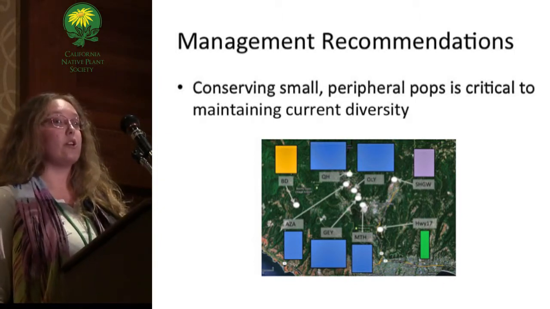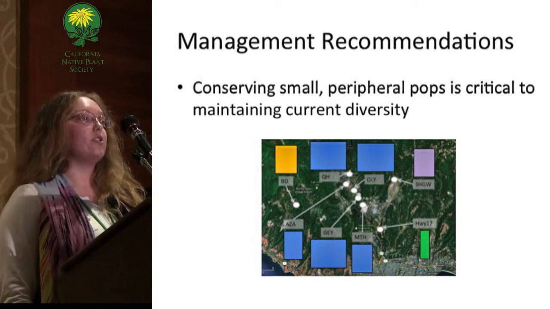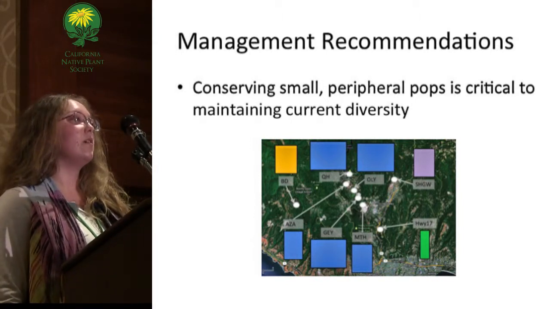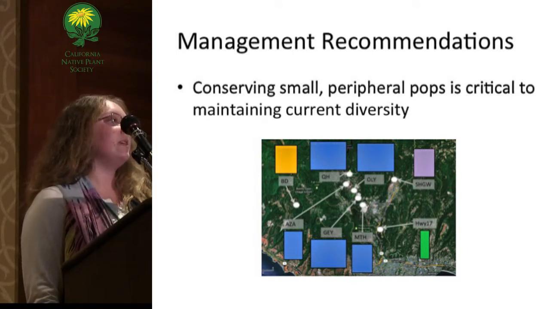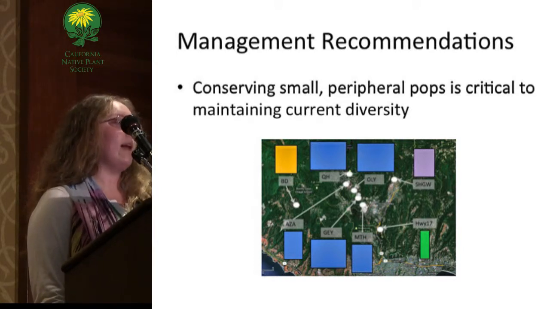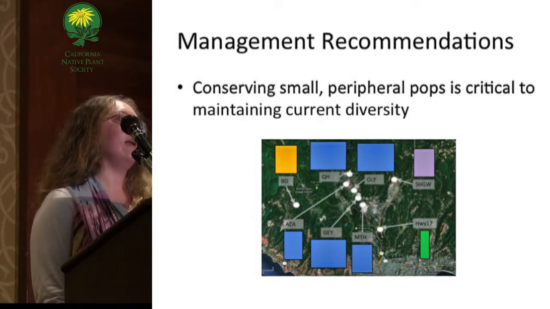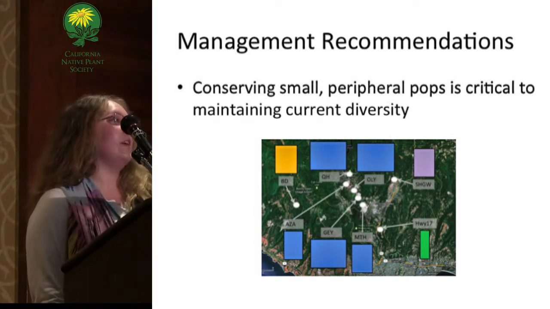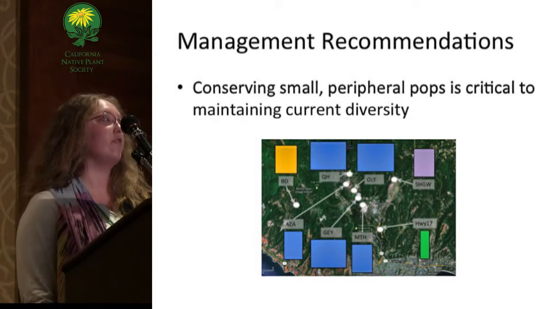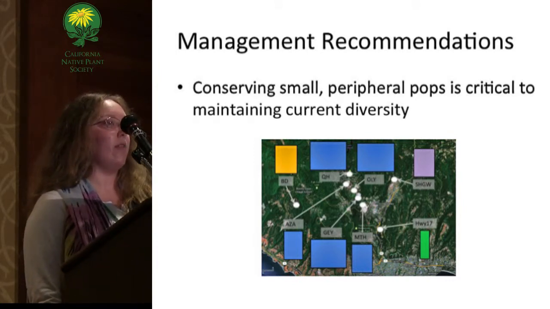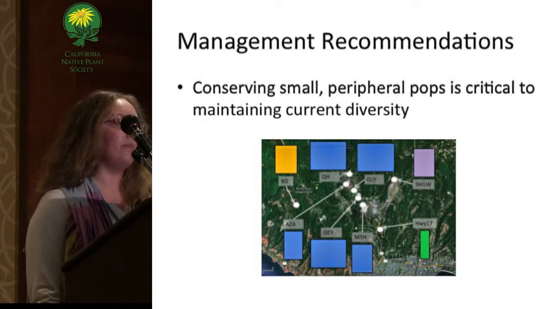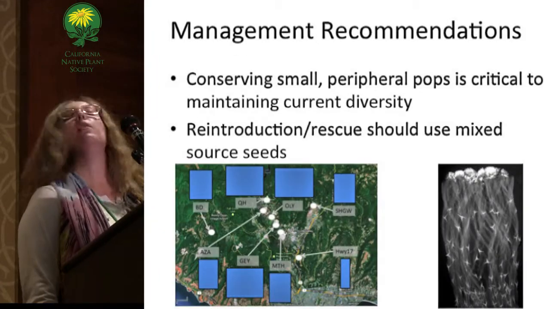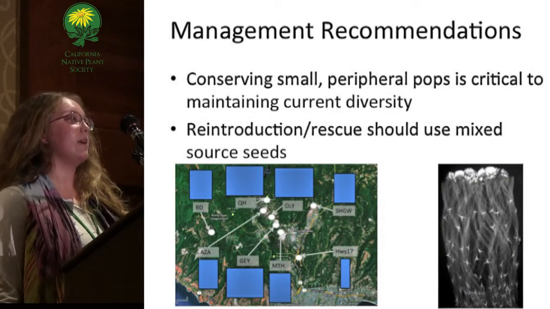First of all, we think it's extraordinarily important to conserve the small peripheral populations. Those are the populations where we find the most differentiation and the most potential diversity that could be missed if we allow those peripheral populations to be extirpated. And incidentally, most of those populations are the smallest populations currently, so they do deserve specific conservation attention from that angle, especially when we think about the fact that we do have that 12% of diversity is specifically associated with them. And then finally, we think that reintroductions and rescues should use mixed source seeds.